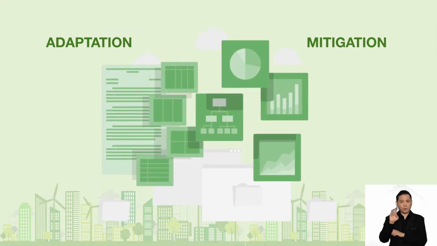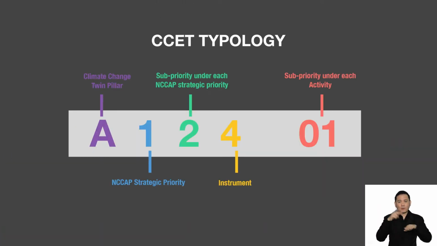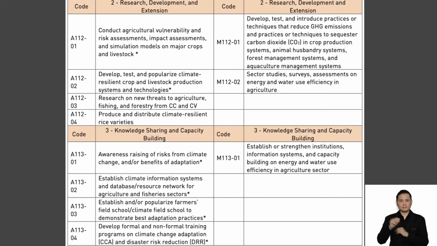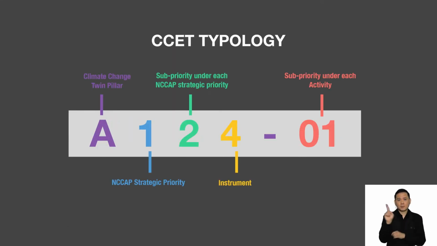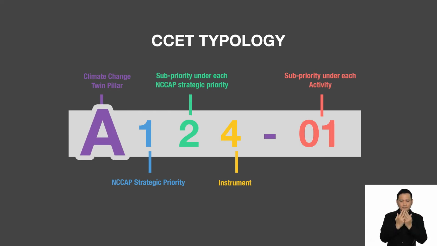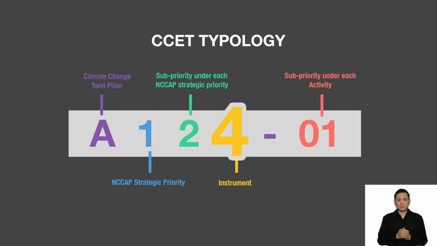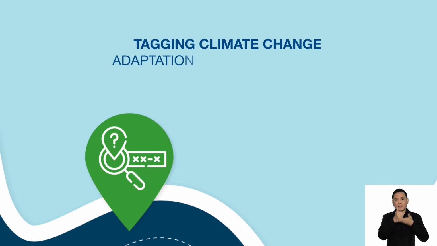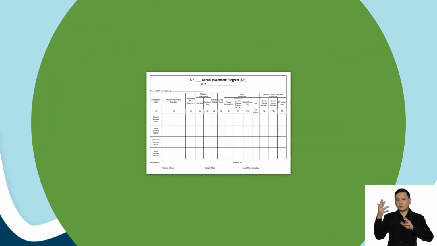For both adaptation and mitigation strategies, CCET typologies may also be used as references for the purpose of identifying climate-responsive PPAs. The CCET typologies comprise alphanumeric characters to characterize your PPA as 1. Adaptation or mitigation, 2. Alignment to the strategic priorities of the National Climate Change Action Plan, and 3. Mode of delivery. The typologies are helpful in the third stage, tagging prioritized climate change adaptation and mitigation PPAs in the annual investment program form.